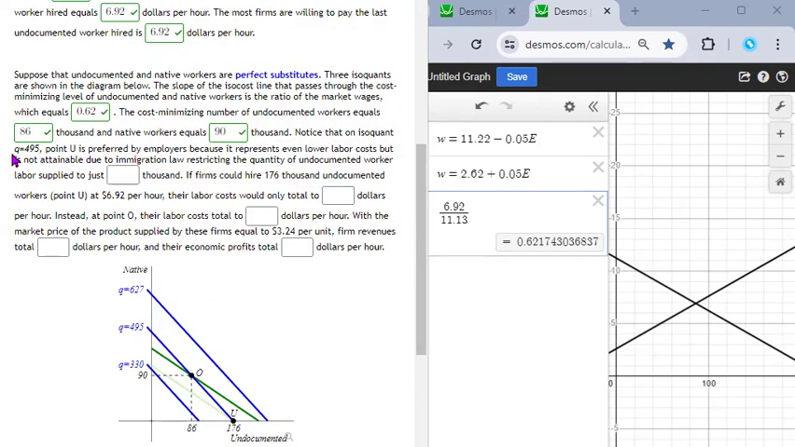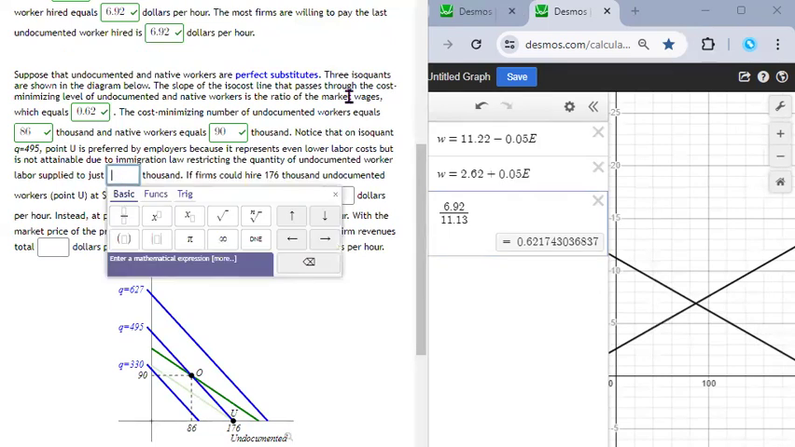Notice that on isoquant 495, the blue line, point U is preferred by employers because it represents even lower labor cost. The light green line is closer to the origin than the dark green line. So the light green line represents lower cost than the dark green line, right? But this light green line and point U are not attainable due to immigration law, restricting the quantity of undocumented worker labor supply to just 86,000.